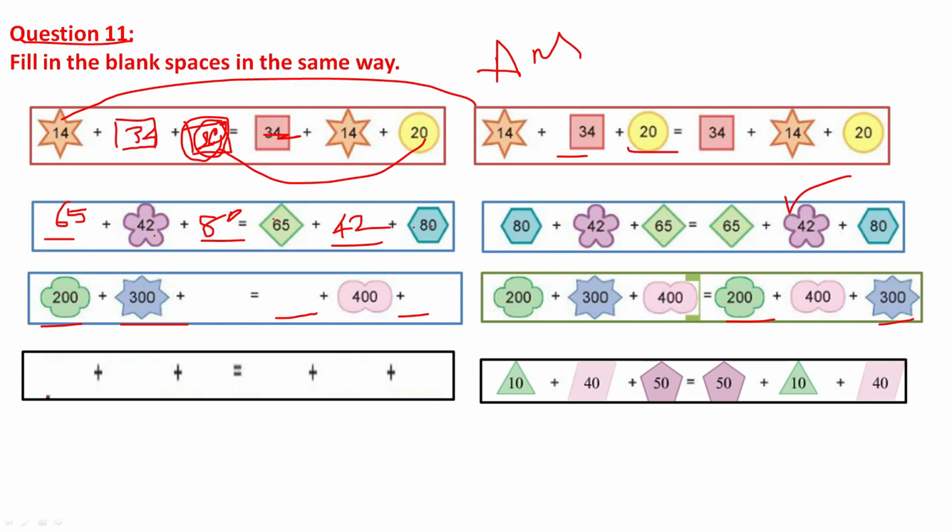The same way we can make our own pattern. Dash plus dash plus dash. You can put any numbers, 10, 40, 50. On the right side also 50, 10, 40. Okay, that order you can change, but don't change the numbers.